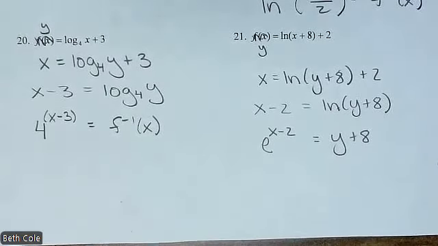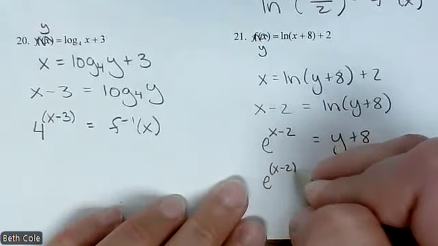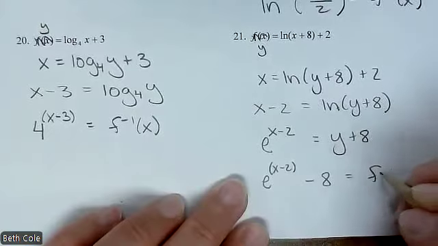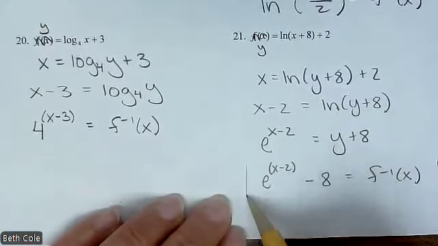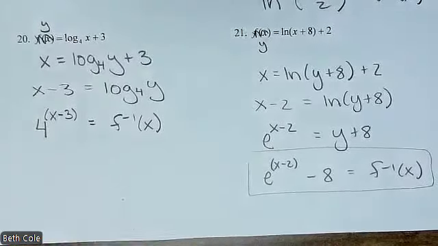Now, this one actually has one last step. All the other ones kind of ended there. Yeah, you have to minus over the 8. So it will look like this. Why can you not combine the -2 and the -8? One's in the exponent and one is not.